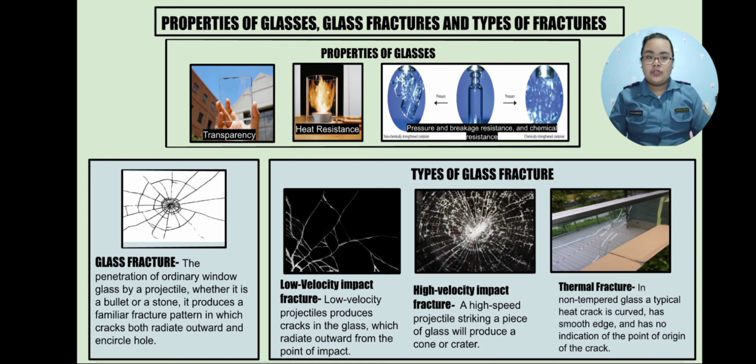So, next, thermal fracture. In untempered glass, a typical heat crack is curved, has a smooth edge, and has no indication of the point of origin of the crack. So, dito naman daw po sa thermal fracture, hindi involved si low velocity and si high velocity. Ang involved naman po dito is yung heat, or dahil sa panahon or dahil sa sunog, kaya nabasag ang isang glass. So, yes, meron siyang radial fracture, but we don't know kung saan nga ba nagsimula ang radial fracture. Kasi nga, ang naging sanhi ng pagkabasag ng thermal fracture is dahil sa init at hindi dahil sa force.